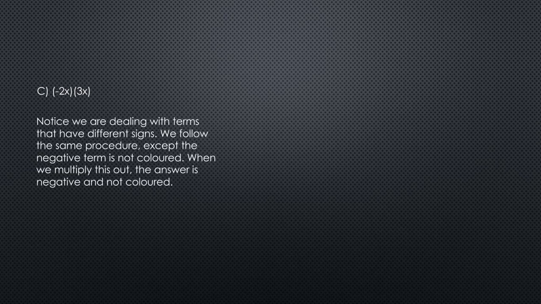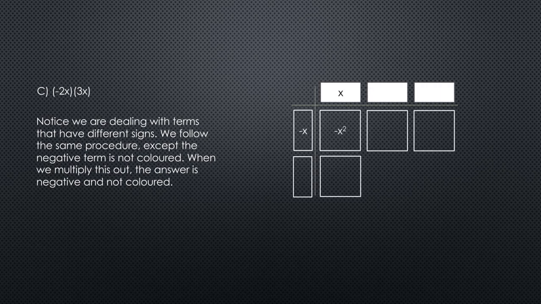Another example is negative 2x multiplied by 3x. Because we are dealing with terms that have different signs, we have to change the color of the bar. The negative term will not be colored, so when we multiply this out, we're going to get an answer that is negative as well. You can see how the two bars for negative x are transparent and not shaded in. But otherwise it is very similar to our first example. So our answer will be negative 6x squared.